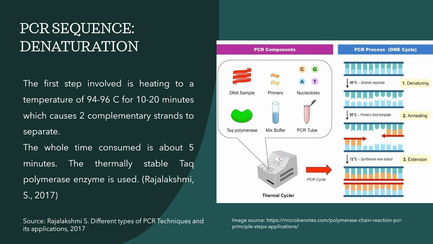As I mentioned earlier, denaturation, the first step in the PCR process, involves the Taq DNA polymerase and heating up to 94 to 96 degrees Celsius for 10 to 20 minutes. The heating causes the two complementary strands to separate, thereby being tagged as a melting step.